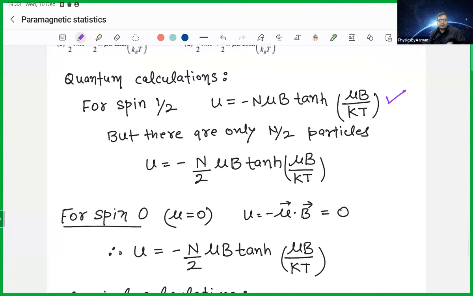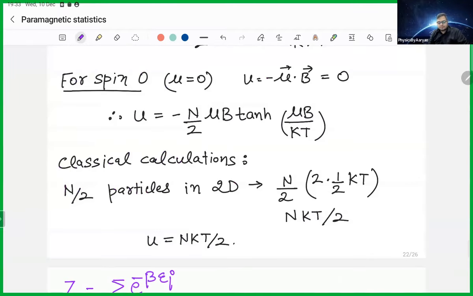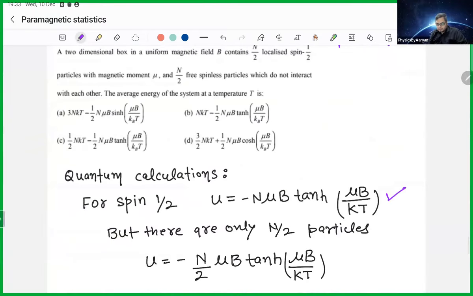Only thing that you need to keep in mind is that when you are finding the partition function for n particles, you don't raise the power by n, you raise the power by n by 2, because there are n by 2 particles having spin half and n by 2 particles having spin 0. That is why you see n by 2 here and nothing else. Okay. So that is going to be your answer.